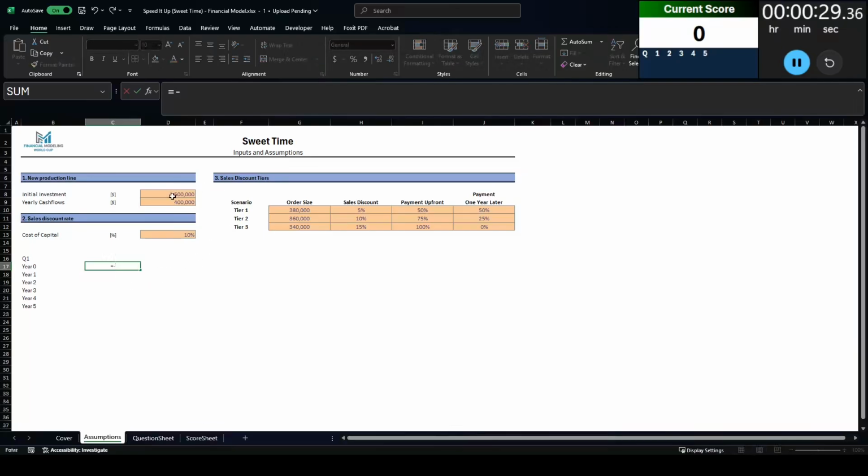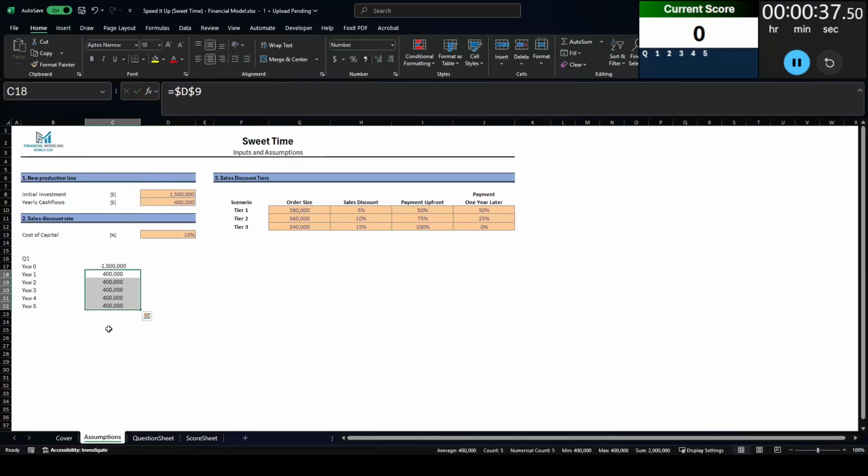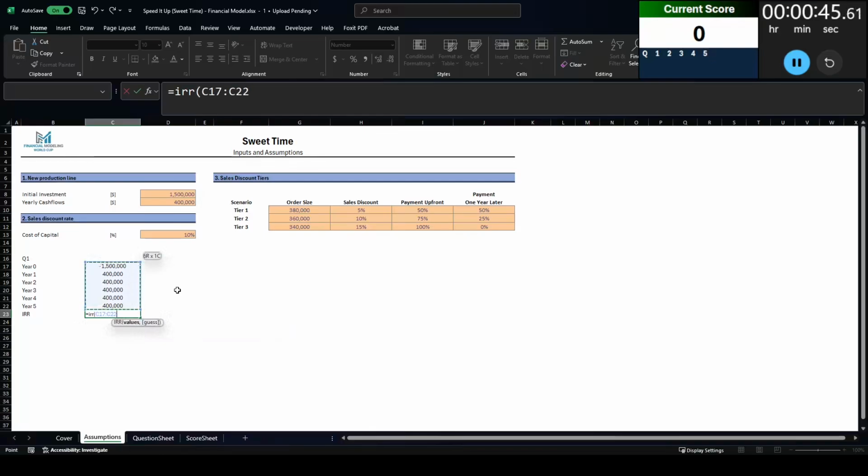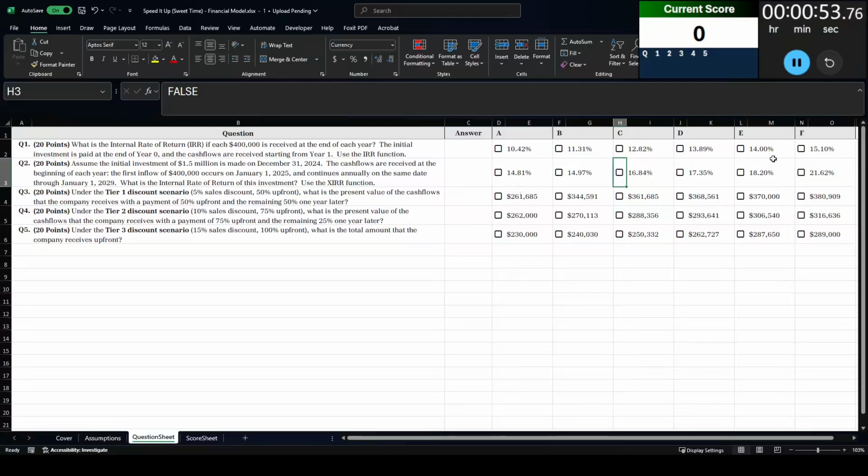For year 0, I'm going to put this as a negative number because that's cash flow out. And for all the other remaining years, I'm going to put this as a positive number because these are cash flows in. Now, if I go ahead and use the internal rate of return function, I can just highlight all of these. And this will give me an answer of 10.42. How many decimals? These are 2 decimals, 10.42, and there we go.